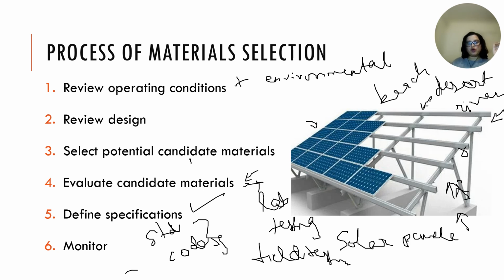And finally, you monitor. So once you have done everything, you establish it, you use the material, and then you monitor. How is it working? Is it working as we wanted? If it is not working as we wanted, where did it go wrong? Did it go wrong in design, or did it go wrong in selecting the material properties? Did we miss any properties? So these six steps are the main steps of material selection.